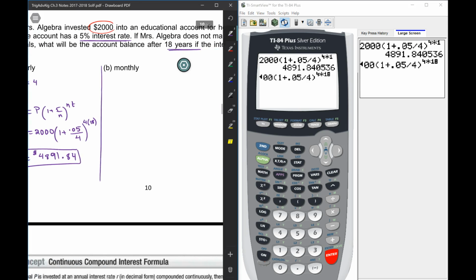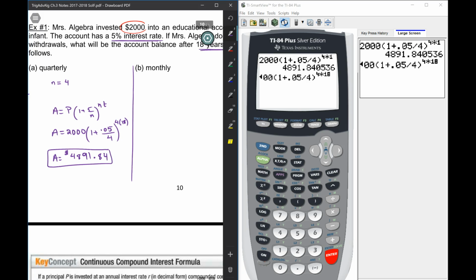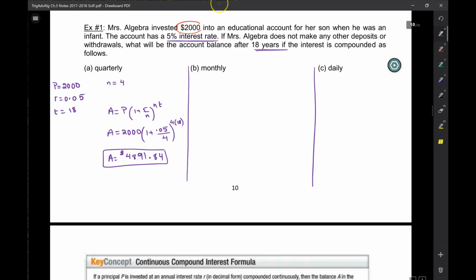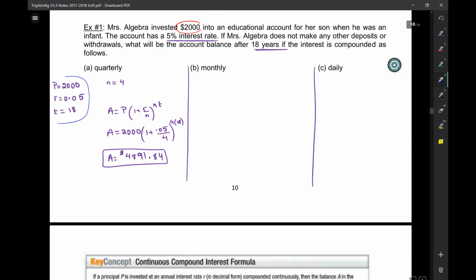Okay? All right. So the next one is monthly. And if you have a situation like this, here's how I want you to show the work. This information, you could just write it one time because it's going to repeat. Here, I say, okay, n is equal to 12. So A is P, 1 plus r over n to the nt: 2,000, 1 plus 0.05 over 12, 12 times 18.